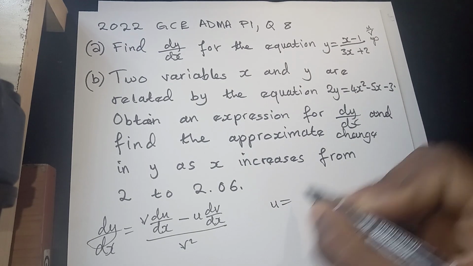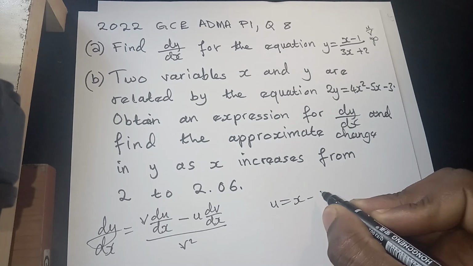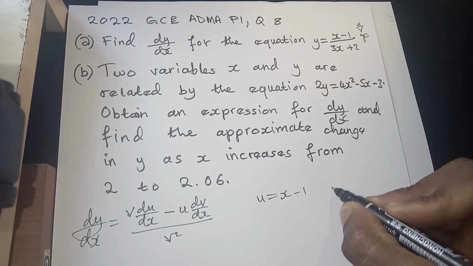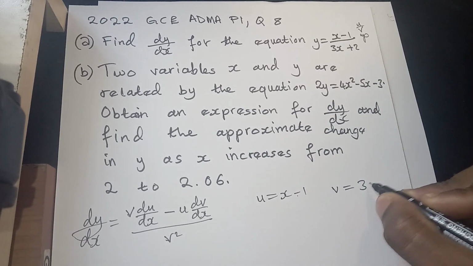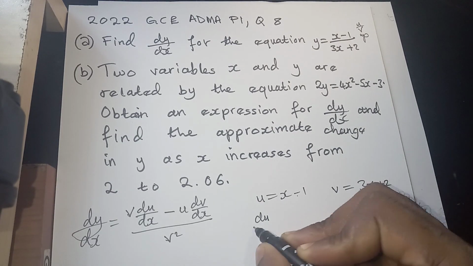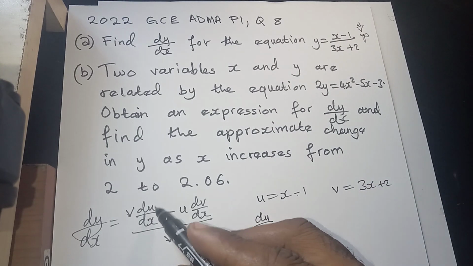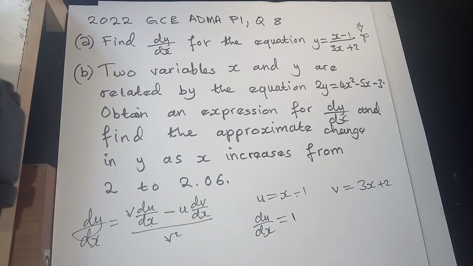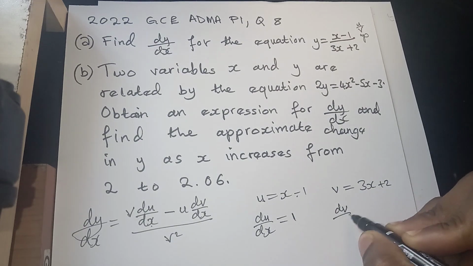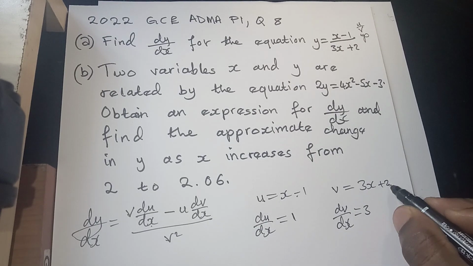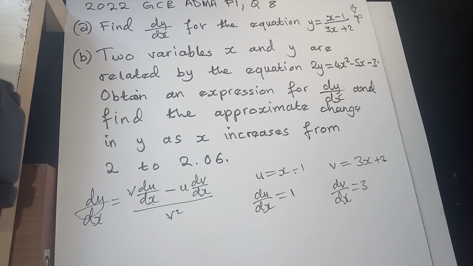So our u is equal to x minus 1, and then our v is equal to 3x plus 2. So our du/dx, remember we want du/dx, we can get it from here. This will simply be a 1, and then our dv/dx, you get this from here. This will simply be a 3, since this one will give us a 0.